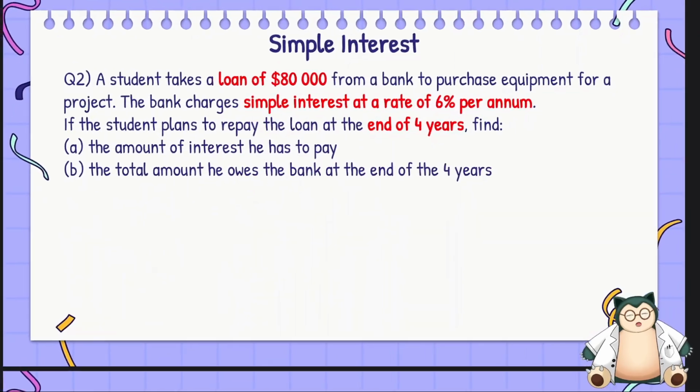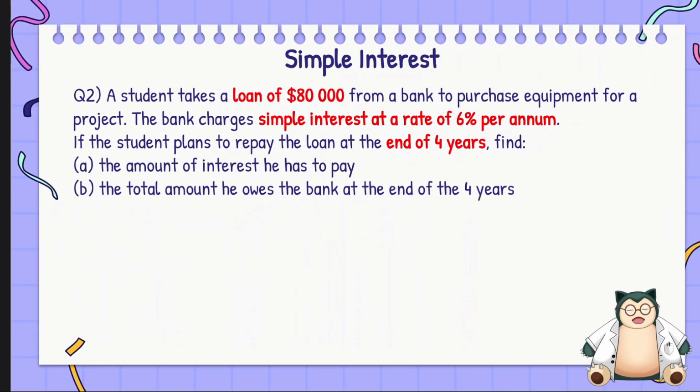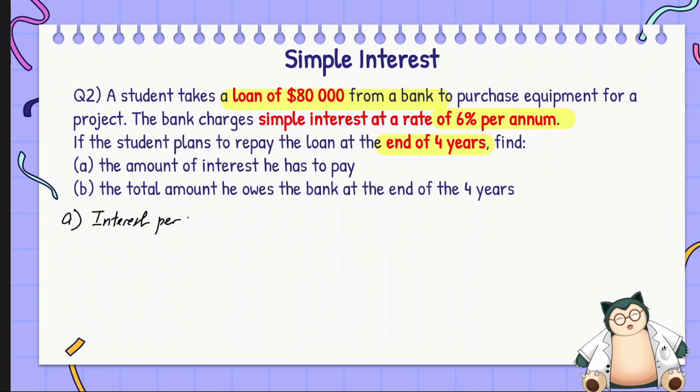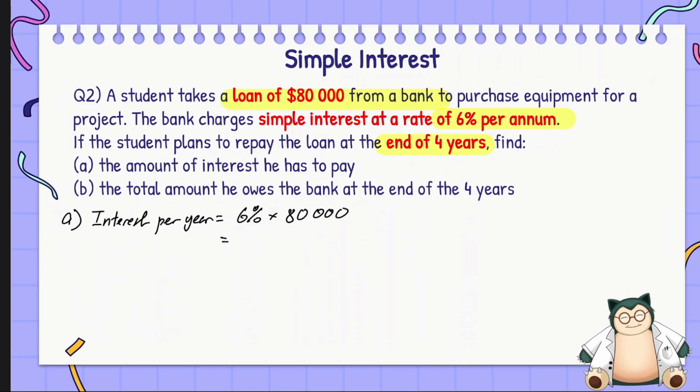Let's look at a different question, a bit more complicated, in the case of borrowing. A student takes a loan of $80,000 from the bank at a simple interest rate of 6% per annum. If the student plans to return the loan at the end of 4 years, find the amount of interest he has to pay. Let's do part A first. Let's calculate the interest per year. We have 6% per annum, so multiply by the initial principal of 80,000. You should get 4,800. Wow, that's a lot of money.